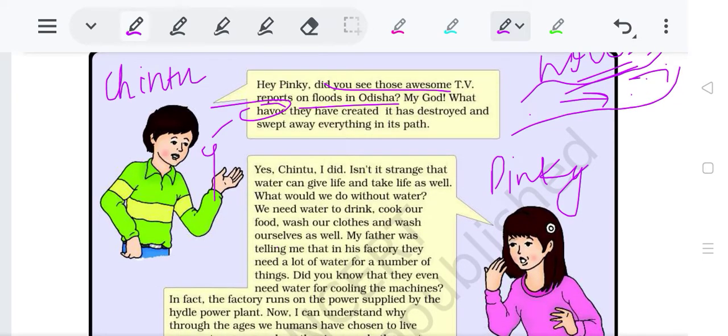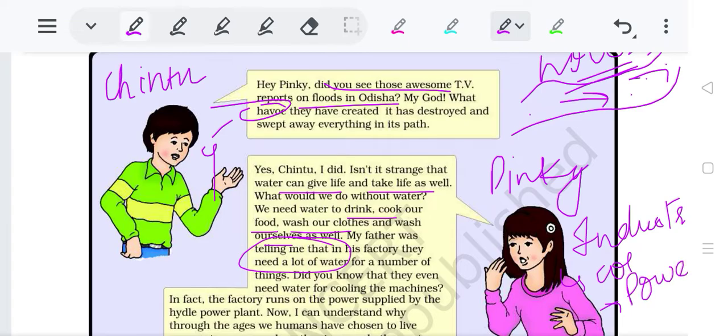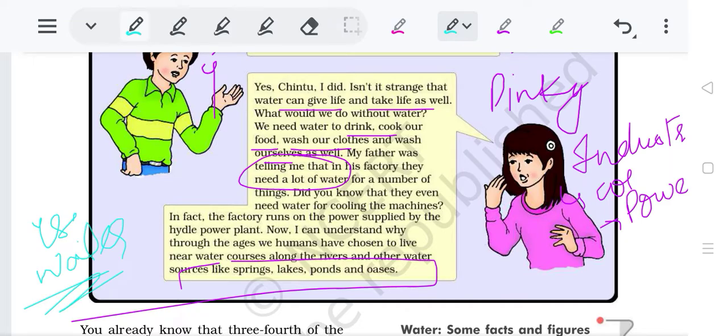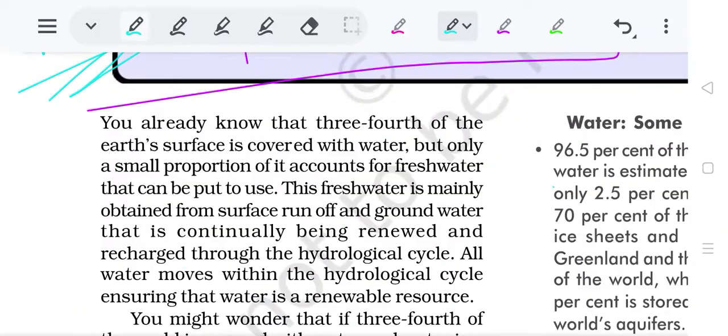So she replied, "Yes, Chintu, I did. Isn't it strange that water can give life and take life as well?" So we need water to drink, cook food, wash our clothes and ourselves. Her father told her that he is an industrialist and he uses water in his industry, for cooling machines. They need power which is supplied by a hydel power plant. So that is why she said that in ancient times we used to live near water resources because we can't live without water. So this is a very basic conversation.